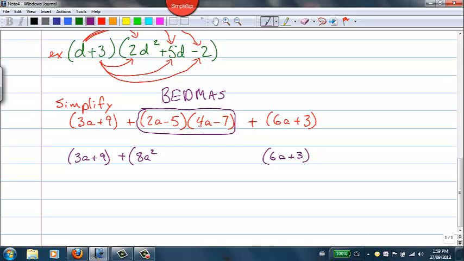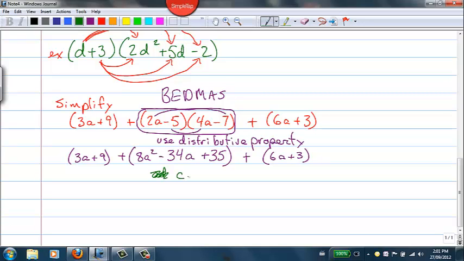2a times 4a, 8a squared. 2a times negative 7, negative 14a, and negative 20a. That gives us the negative 34a in the middle. And then negative 5 times negative 7 is positive 35. Now we're adding all of these polynomials together. So the brackets don't really matter. They don't change anything. Okay? So we use the distributive property first.